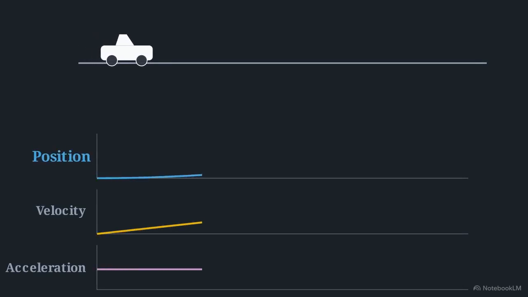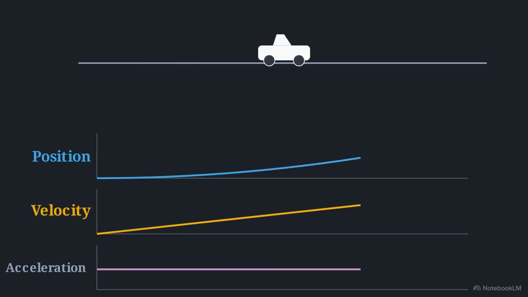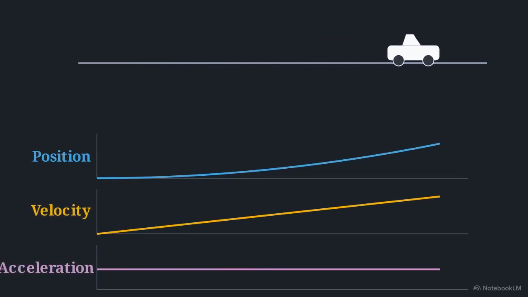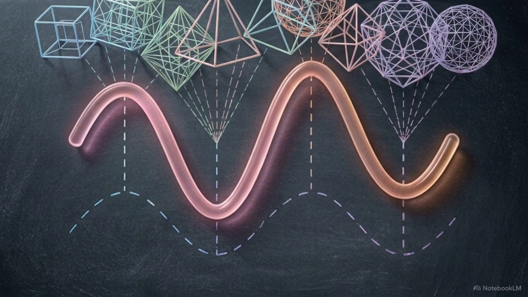If your starting function describes a vehicle's position, the first derivative isolates its velocity. The second derivative strips away velocity to give you pure acceleration. But as we push past the second or third derivative, the physical metaphor starts to break down. We have to ask what physical and geometric truth the nth derivative is actually extracting from a curve.